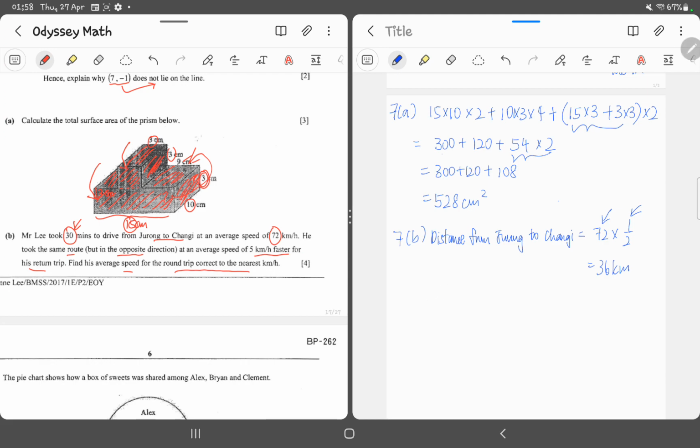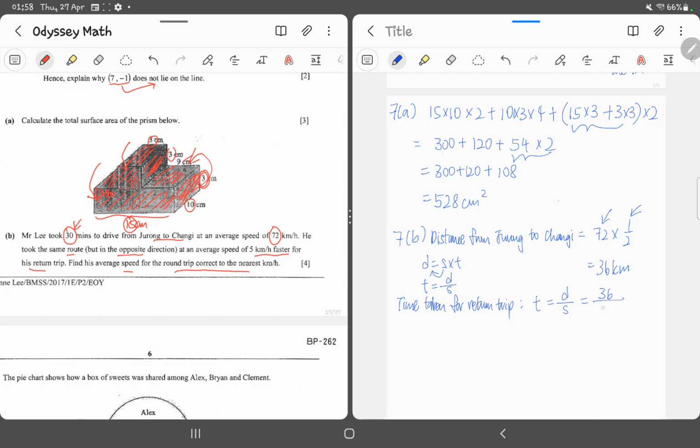Next, the time taken for the return trip. We know that distance equals speed times time, so let's bring the s over. That will mean that the time is distance over speed. So t equals distance over speed, which is equal to 36, the distance between Jurong and Changi, divided by the speed.